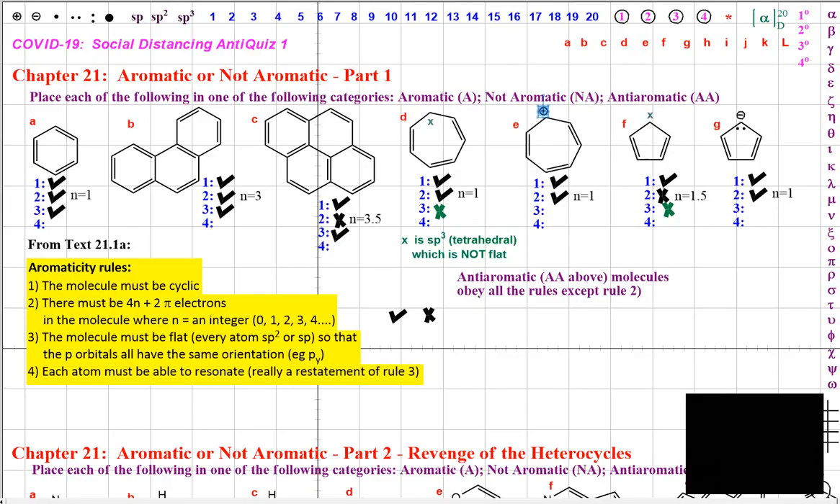This atom up here in this molecule, this carbocation, is sp2, which makes it flat. It has an empty p orbital, which makes it able to resonate with any of these pi electrons. And there's a correct number of pi electrons there, as we determined in Rule 2. So this flat molecule should be able to resonate freely, as should molecules C and B and A, which puts them in the aromatic category. Aromatic, aromatic, and aromatic.